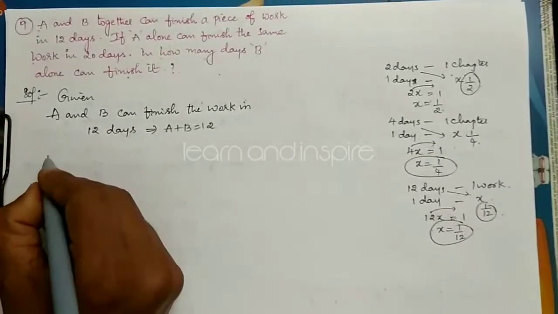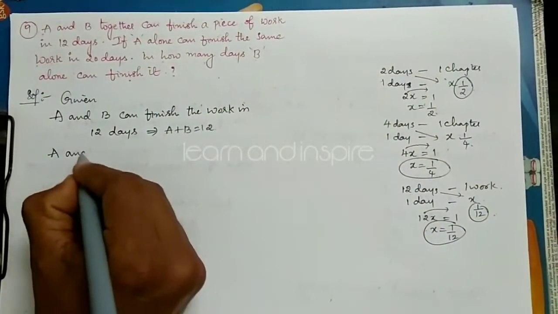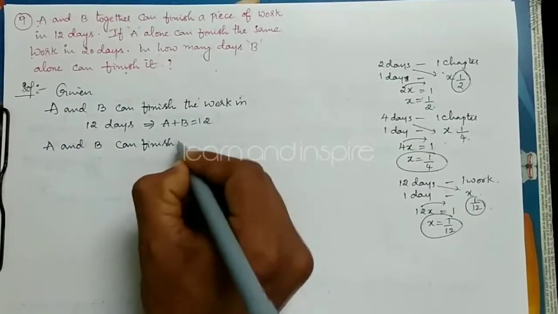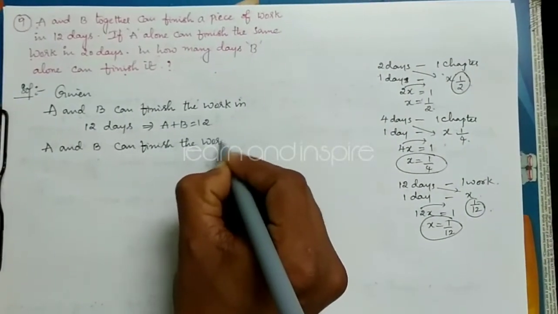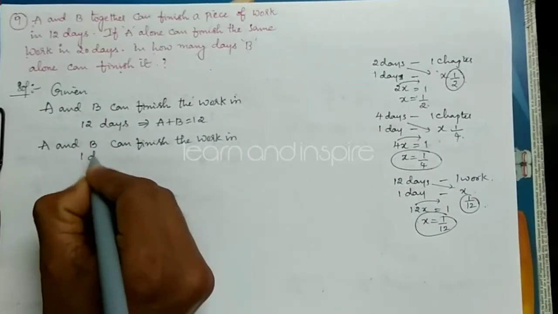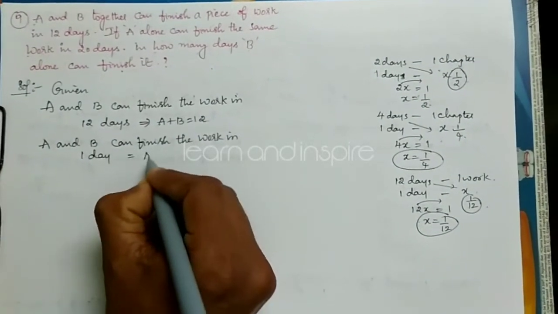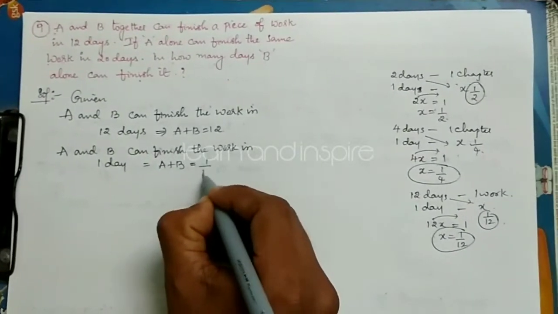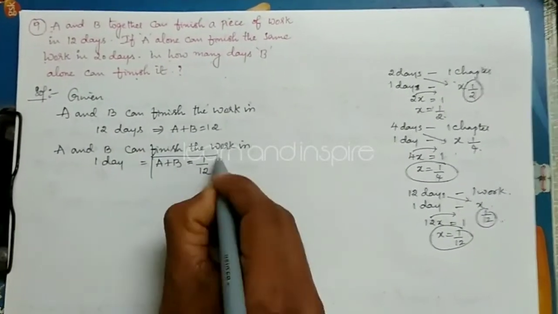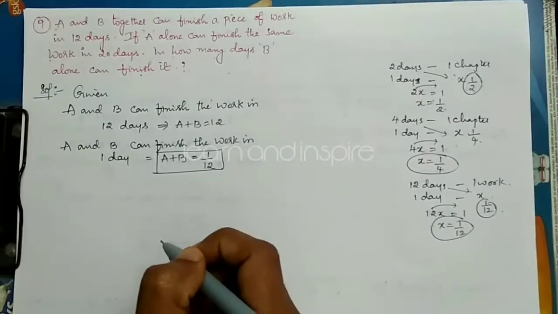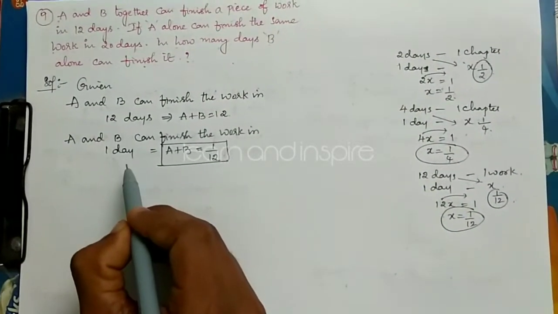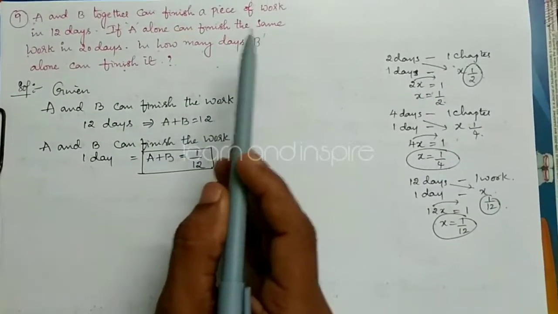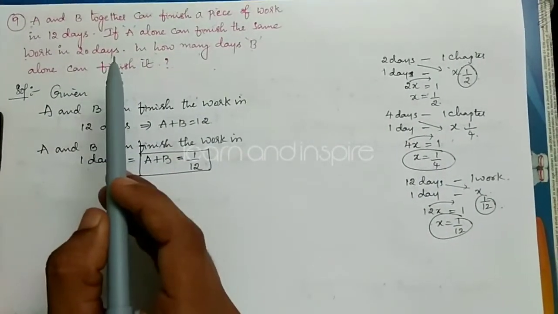Okay, so I write the statement: A and B can finish the work in one day. So how much work do they do? That is A plus B is equal to 1 by 12. That means they together work 1 by 12th part in one day. Okay, next statement, if A alone can finish the same work in 20 days.